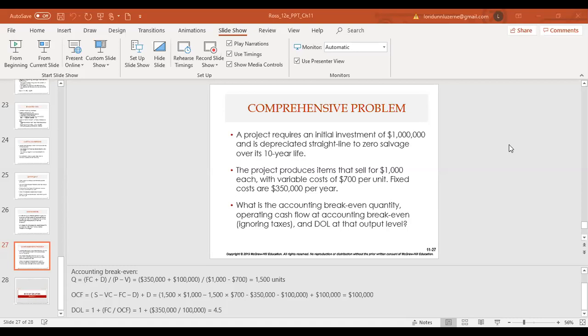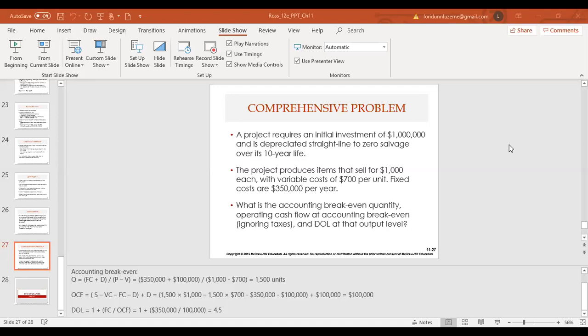So you should see in front of you the answer. Okay, so first of all, our accounting break-even, remember, is our fixed costs plus depreciation divided by the price minus the variable cost of the product. So 350,000 is our fixed cost, plus take $1 million cost of the investment divided by 10 years. So that's 100,000 in depreciation. Divide that by 1,000 selling price minus 700 variable cost per unit. The break even for accounting is 1,500 units.